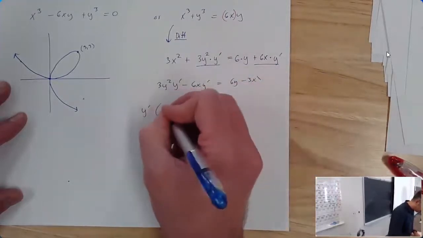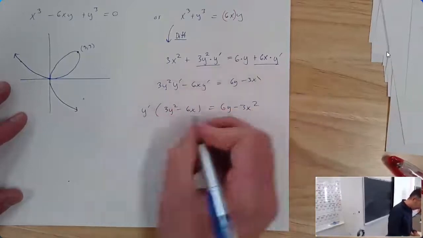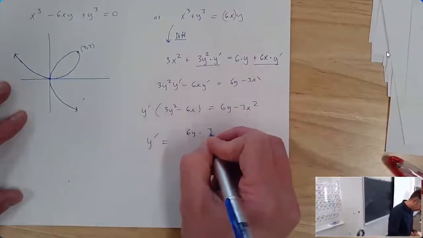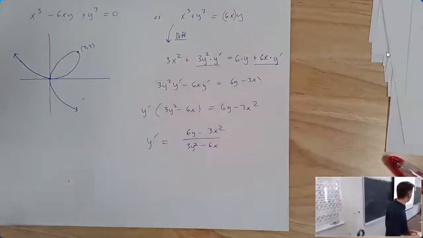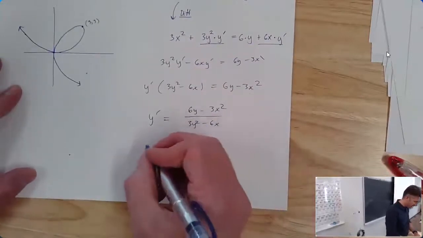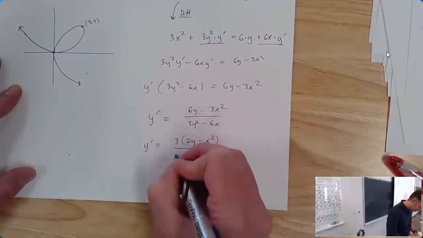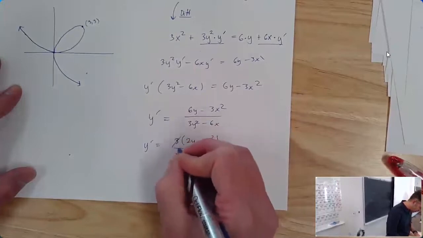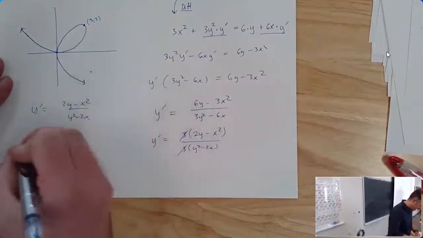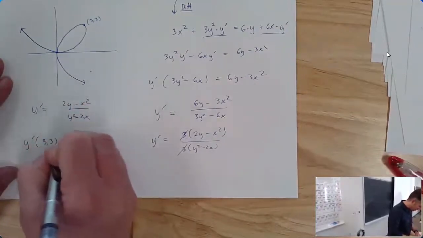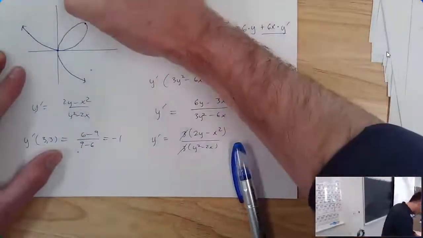Factor out y prime. And then divide by that. So you get y prime equal to 6y minus 3x squared over 3y squared minus 6x. Usually you don't have the option to do anything after this, but in this particular example, you can factor out a 3 from the top and the bottom and get 3 times 2y minus x squared over 3 times y squared minus 2x. So we get y prime equal to 2y minus x squared over y squared minus 2x. And the slope of the tangent line at 3, 3 is 6 minus 9 over 9 minus 6, which is -1, which looks pretty valid.